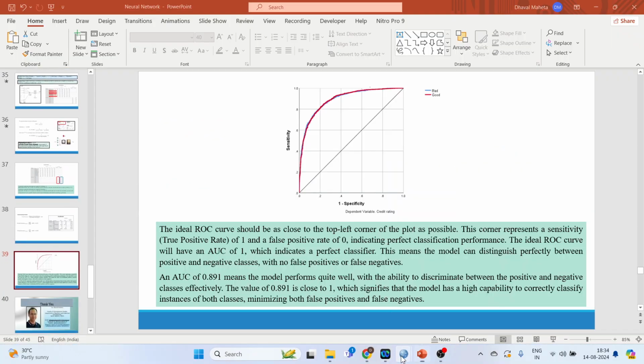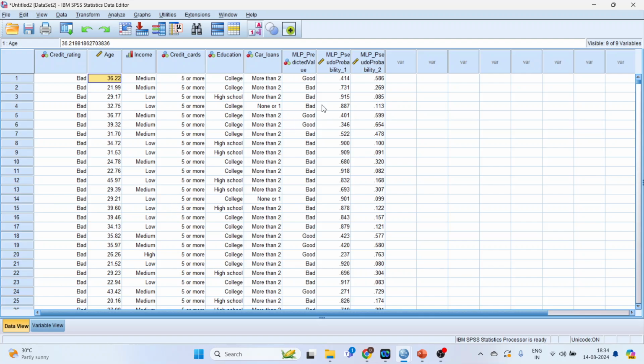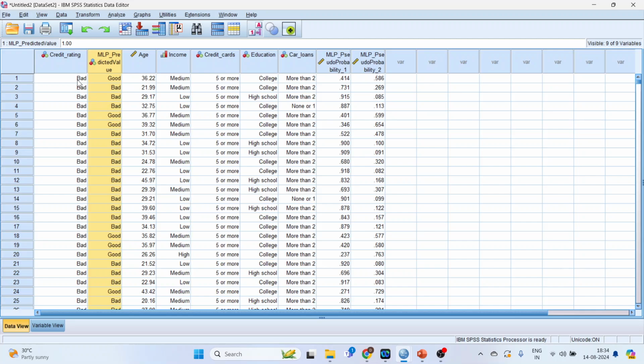Now, let's go to the data set. So, the predicted value of the credit rating according to the MLP model, the probabilities of group 1 and the probabilities of group 2. Now see, group 2, 0.586, so it is good. This is 0.731, so bad. Now what I'll do, I'll pick up this and bring it here. The actual data, credit rating is bad. The prediction done by the model is good. So this is misclassification.